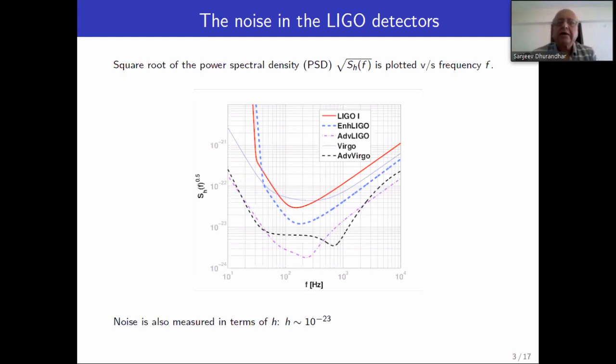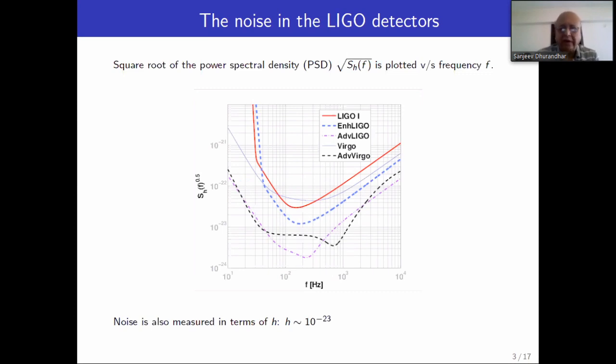What is plotted here is the square root of this power spectral density. The noise in the detector can also be described in terms of the metric perturbation, the same metric perturbation which measures the signal. As you can see on the left-hand side, the square root of S_h(f) is on the vertical axis. On the horizontal axis is f in logarithmic units, so this is a log-log plot. The square root of S_h(f) gets down to something like 10 to the minus 22, 10 to the minus 23.